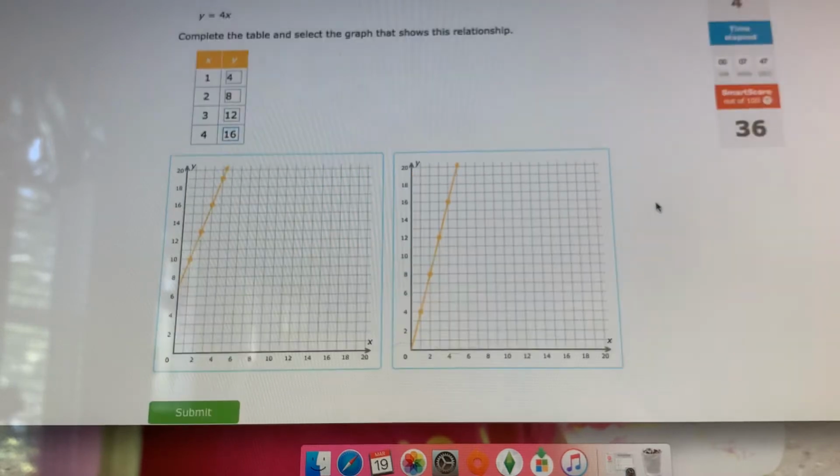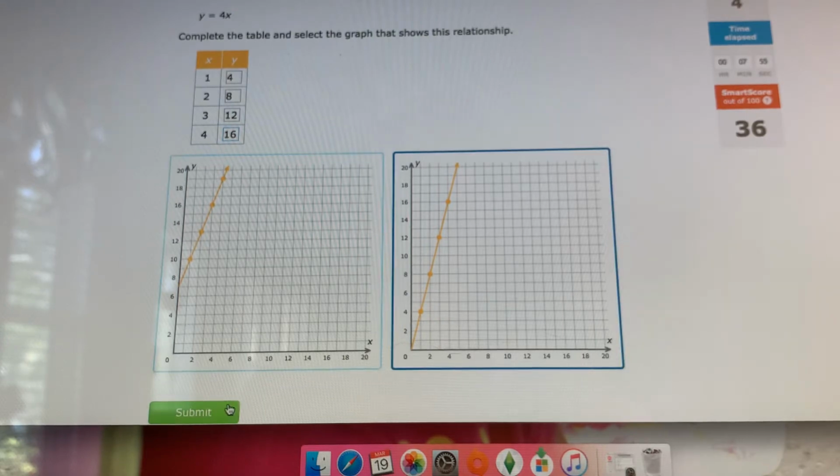Oh, I forgot to find my graph. I almost went on without picking my graph. So I went over 1, up 4. So I should have a dot right there, and I don't. So it must be that one.